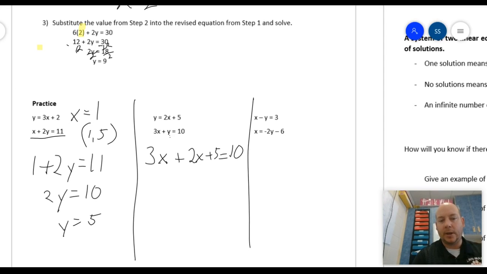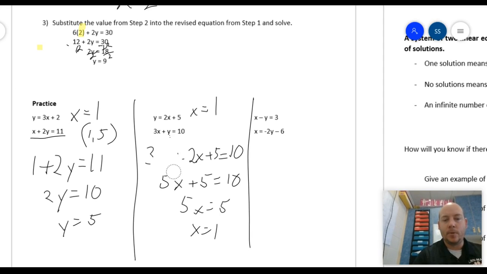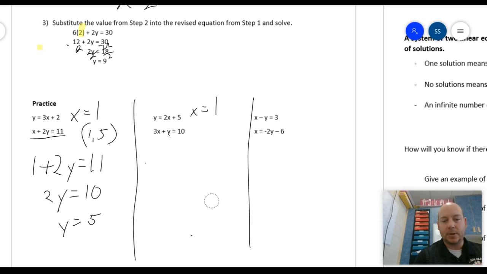So combine my like terms, 3x and 2x is 5x. Okay. If I take away 5 from both sides, I'd have 5x equals 5. Divide both sides by 5, I'd get x is equal to 1. Again, this stuff takes some room, so make sure if you don't have space on your worksheet or whatever, use a separate sheet of paper.